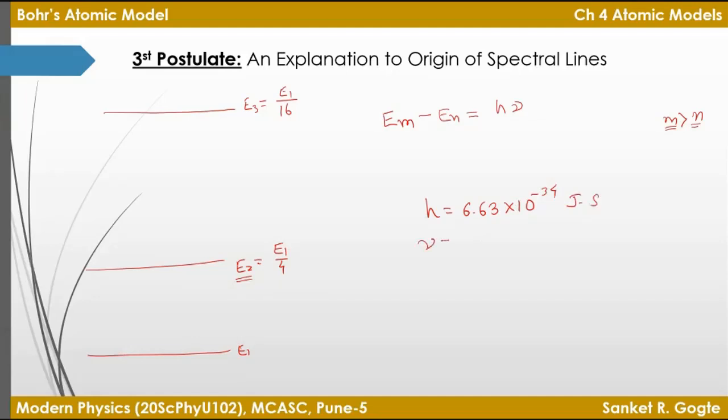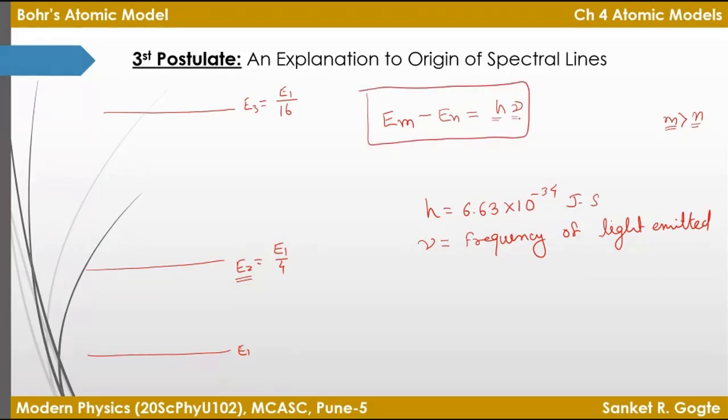And nu is, what is nu here? It is the frequency of light. Let's call it light. These are basically electromagnetic waves. The term light generally indicates electromagnetic waves in the visible range, but I'm using this term for all electromagnetic waves, so that we have an abbreviated form for them. So it is the frequency of light emitted. Whenever an atom de-excites from higher energy state EM to lower energy state EN, it emits a photon, or light, and the frequency of that electromagnetic radiation is given by the relation h nu, where h is Planck's constant and nu is the frequency of light.